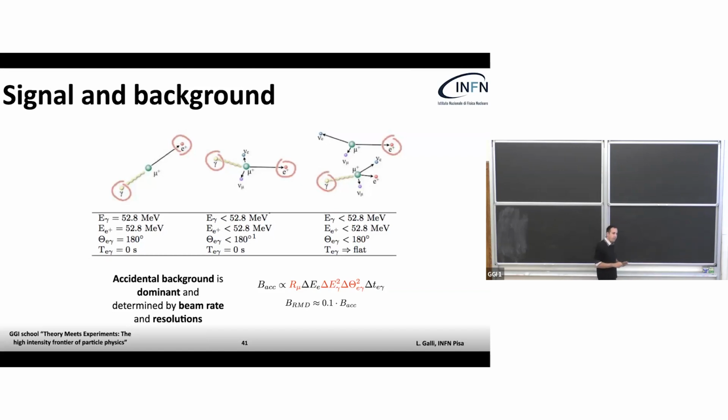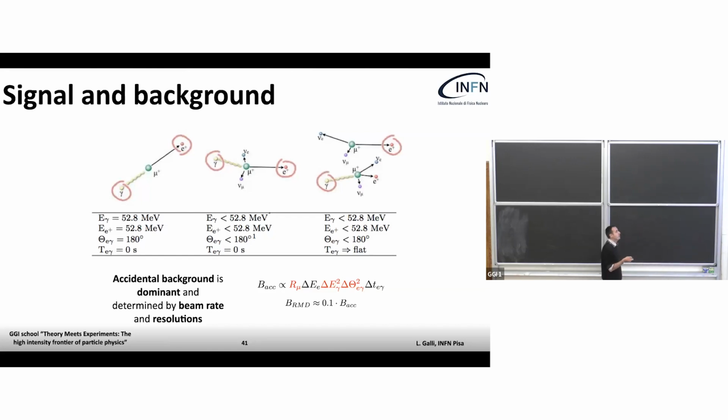So there is nothing to do with beam intensity here. Okay, and so if you have good enough resolutions, you cut away all the radiative muon decay, and if you see something, you are sure that it's mu to e gamma.